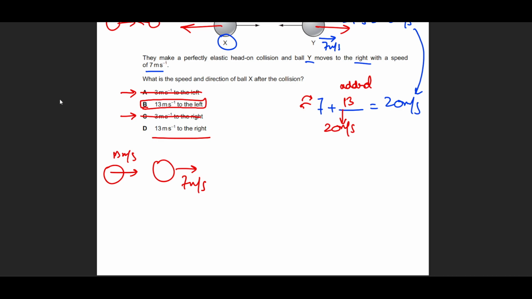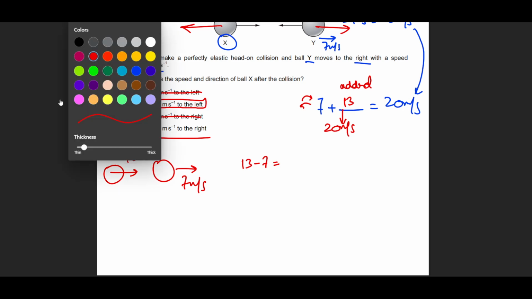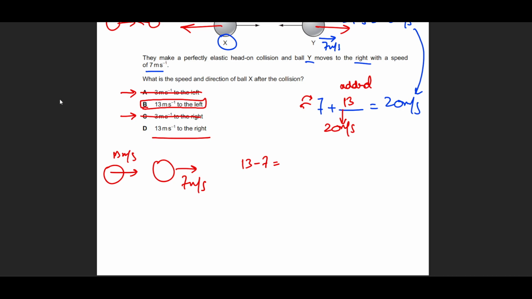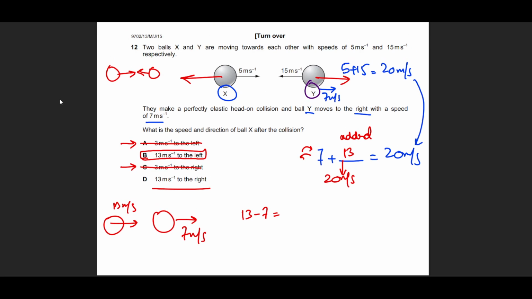Since they are both moving in the same direction, I should have subtracted them, which will give me an answer of 13 minus 7. And another problem over here is that it actually goes against the principle of elastic collision, in that the leading object should have a higher speed than the object that is coming after. So that could not have been an elastic collision. It would not be an elastic collision if that was the case.